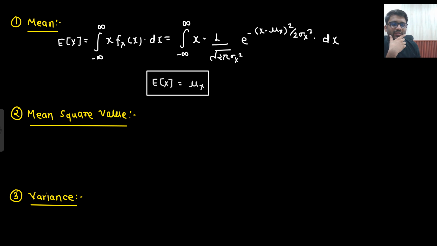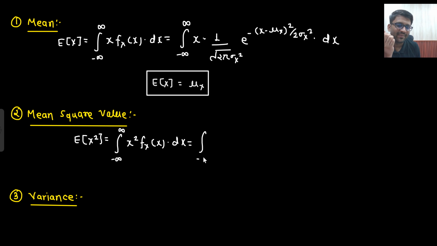What do you think? What will be your mean square value? First, let's talk about the variance, or let's talk about the mean square value. So, what will be my mean square value? This integration I need to perform. Here it was x, now it is x square. So, it will become tougher, right? It will be tougher to solve this integration.